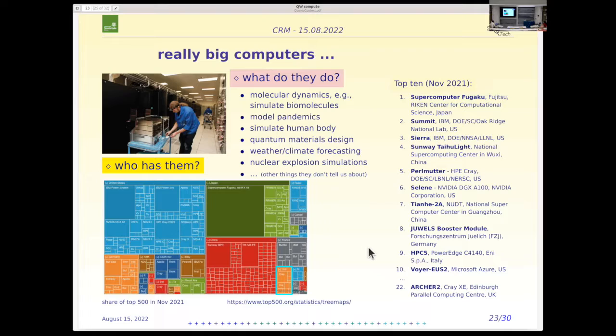Yeah. So these are computers where they have the biggest total compute power in one multi-core machine. So kind of like banks and warehouses full like this.